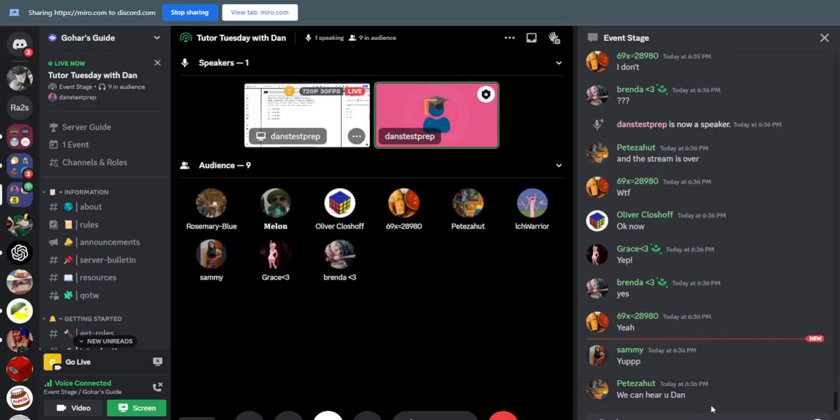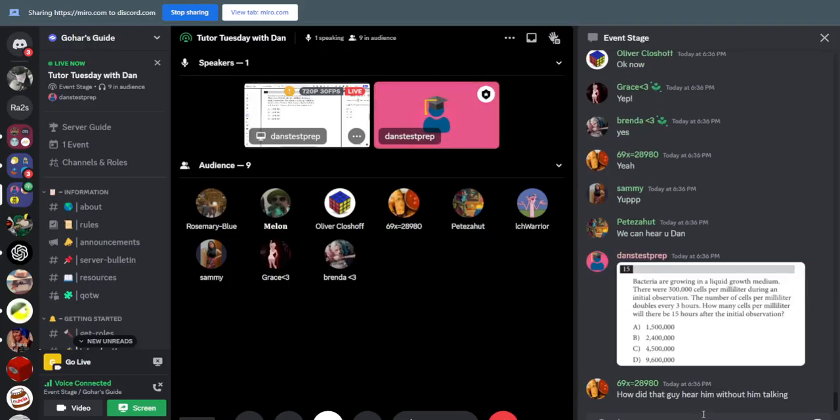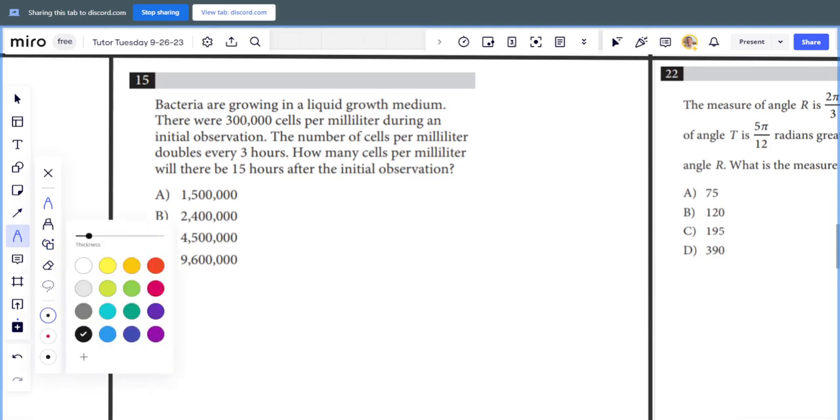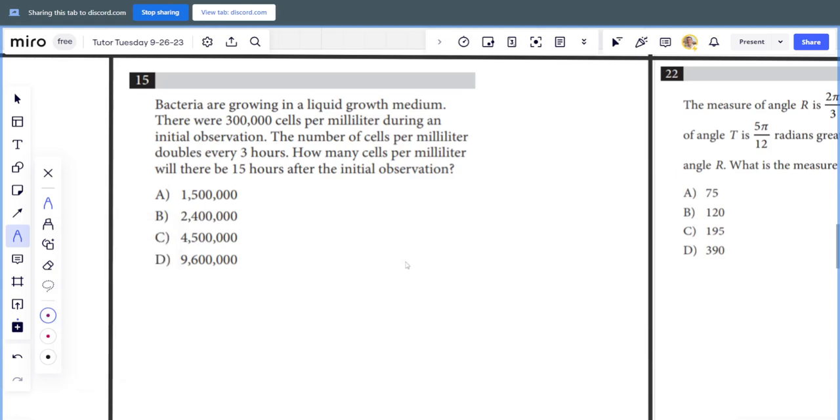Number 15 here. Bacteria are growing in a liquid growth medium. There were 300,000 cells per milliliter during an initial observation. The number of cells per milliliter doubles every 3 hours. Let's see, doubles every 3 hours. How many cells per milliliter will there be 15 hours after the initial observation?